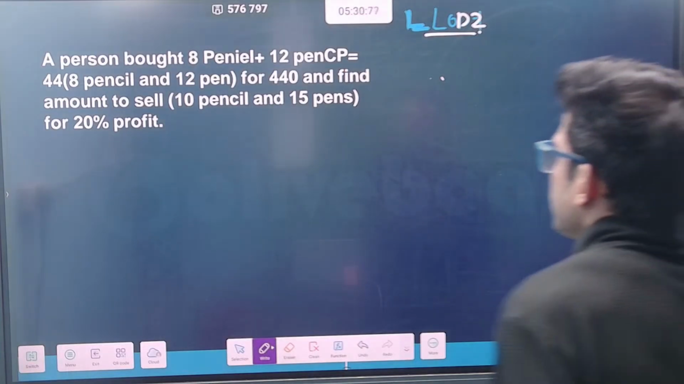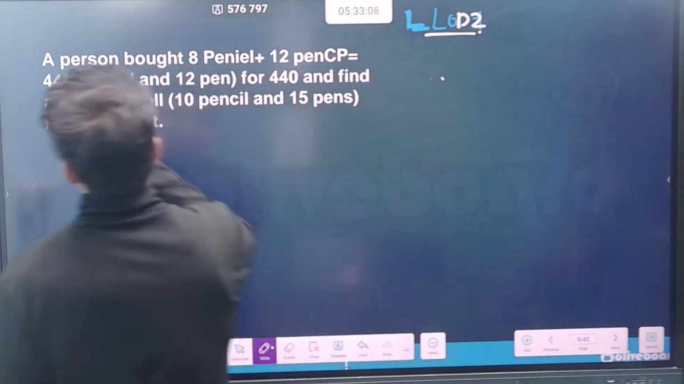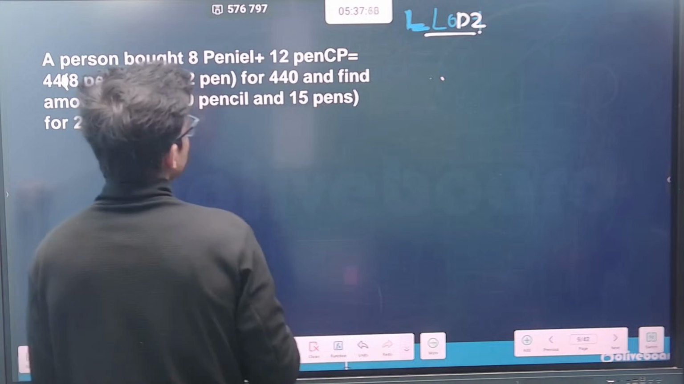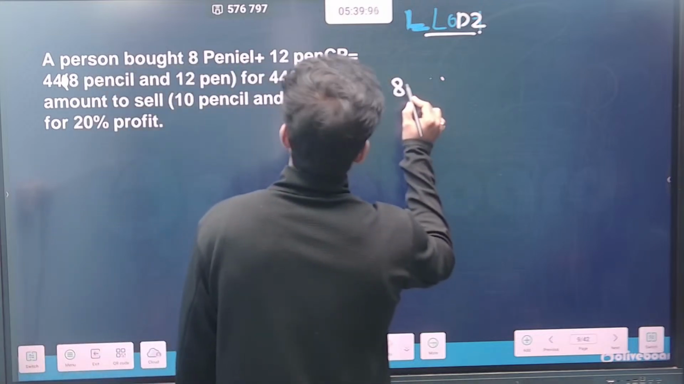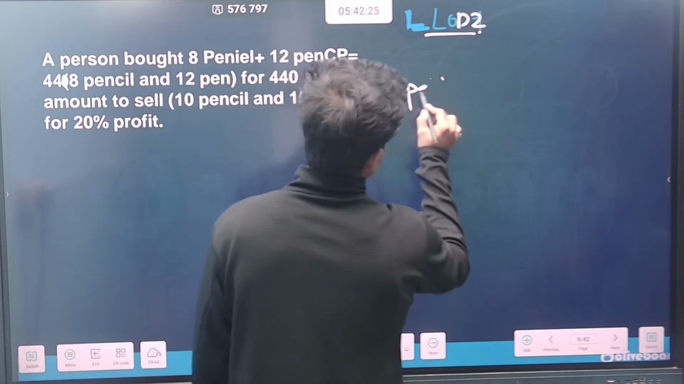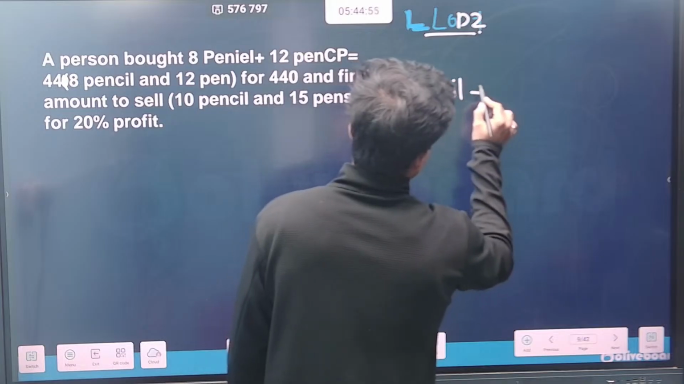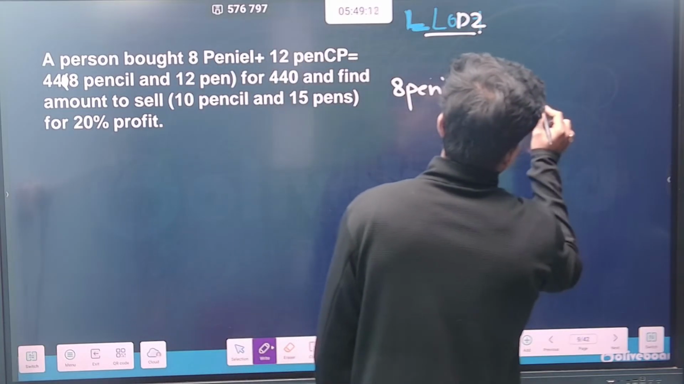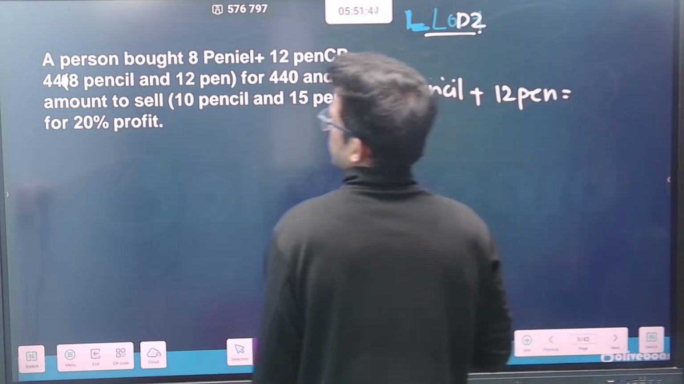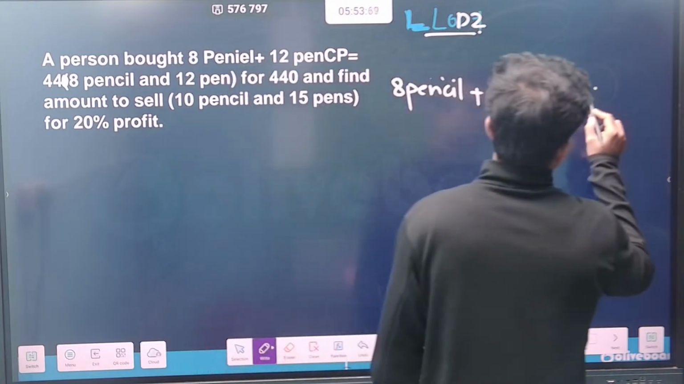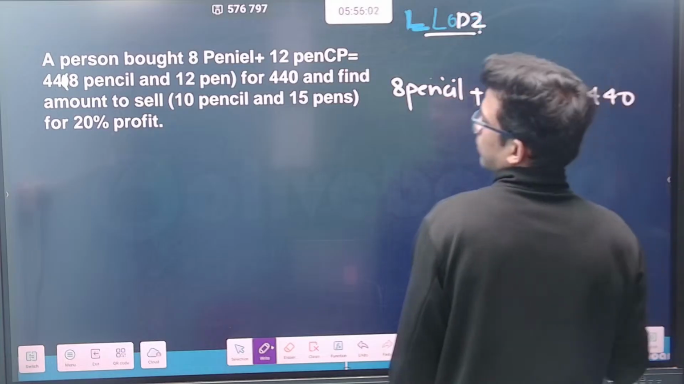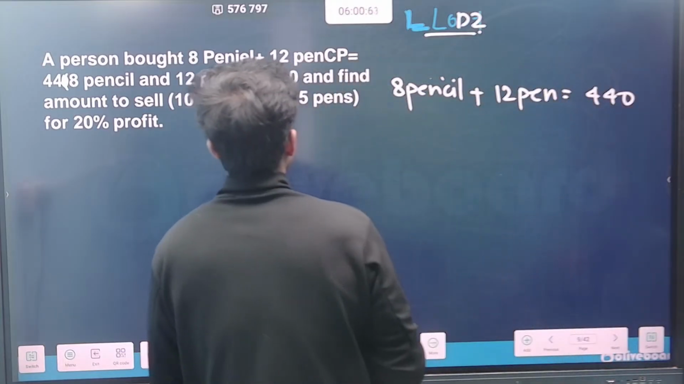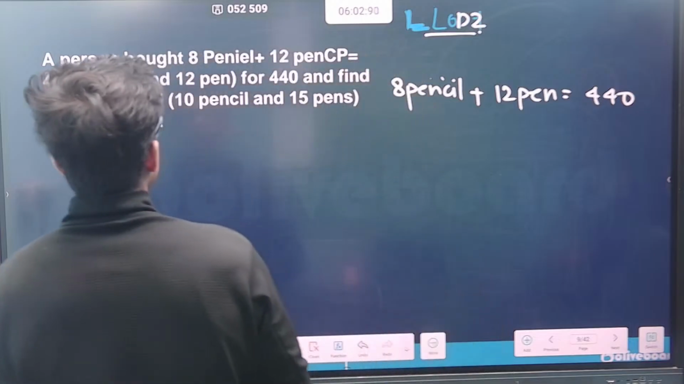This is 440. So the question is, a person bought 8 pencils plus 12 pens. How much did it cost? The cost price is 440. If he wants to buy 8 pencils and 12 pens for 440, find the amount to sell.